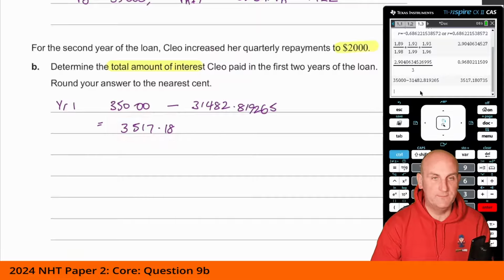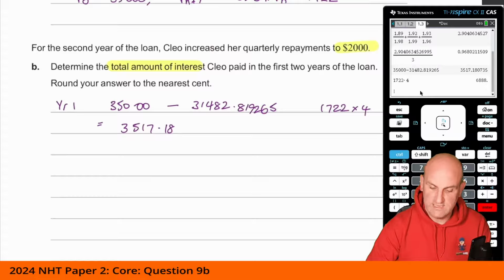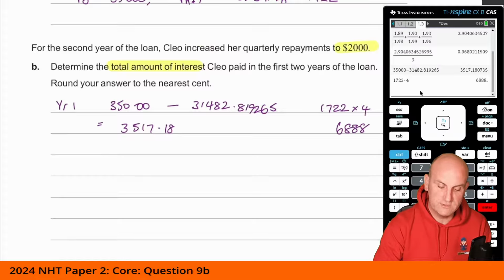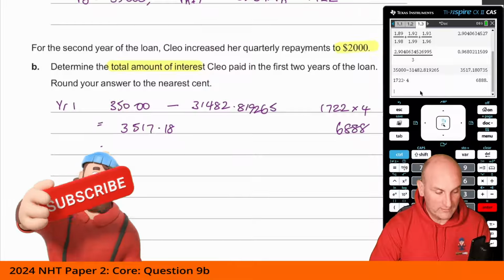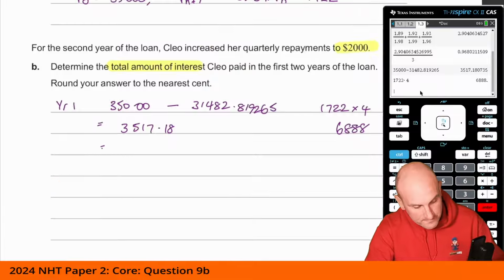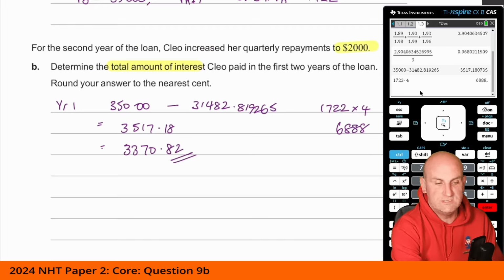But that's not what I paid the bank, or Cleo paid the bank, $1,722 per quarter. Now, when I do 1722 times 4, she actually paid the bank 6888. Well, hold on a moment. She paid 6888, but only 3,000 was paid off. The difference was going to be the interest. Now, when I take those two away, I actually get 3370.82. So that's how much interest she paid in year 1.